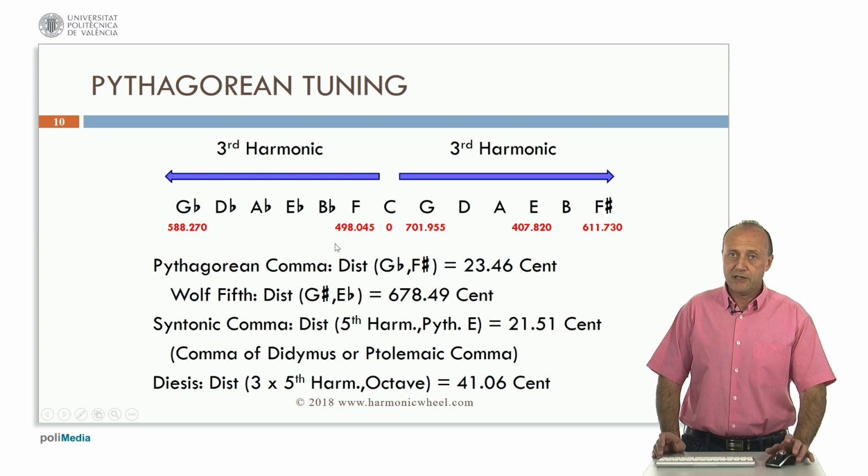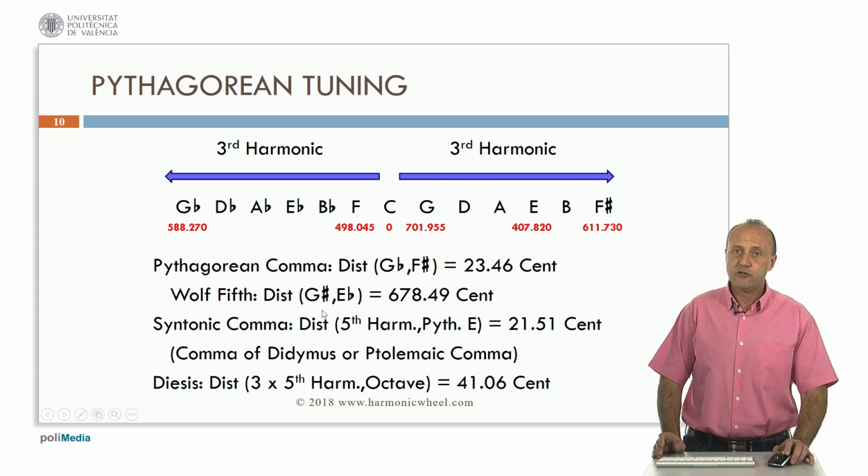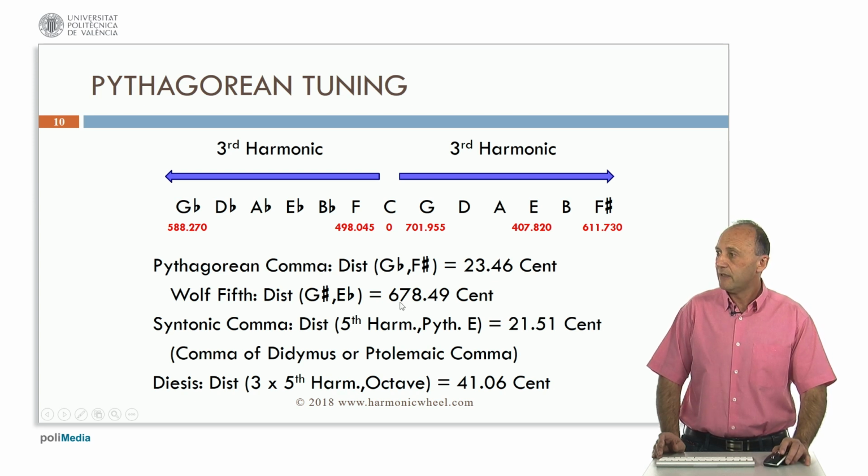So in this system, there is always one fifth which is smaller than the others. It is called the Wolf fifth, and it is usually placed between G sharp and E flat, the size being 678.49 cents. If we now consider the harmonic fifth, it is a note E, but it is different from this E, the difference being 21.51 cents, which is called the Syntonic comma, or also comma of Didymus or Ptolemaic comma.